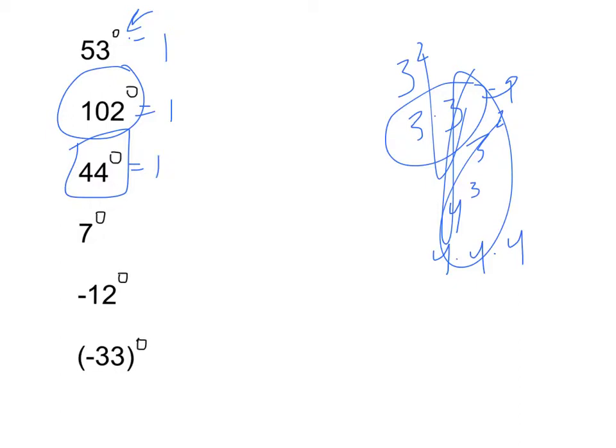Oh, but before we do that, real quick question. 7 to the zero power? Oh, yeah, that's 1 all day, every day. And then what about negative 12 to the zero power? Oh, yeah, guess what? That's negative 1. What?